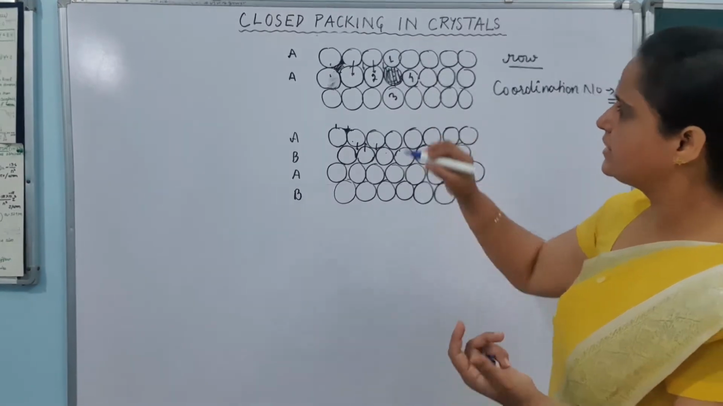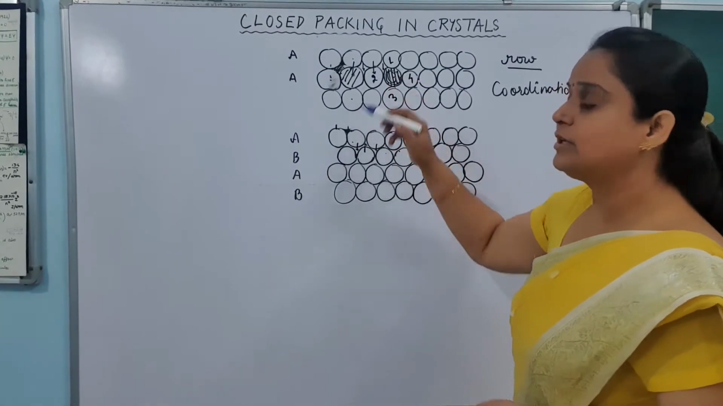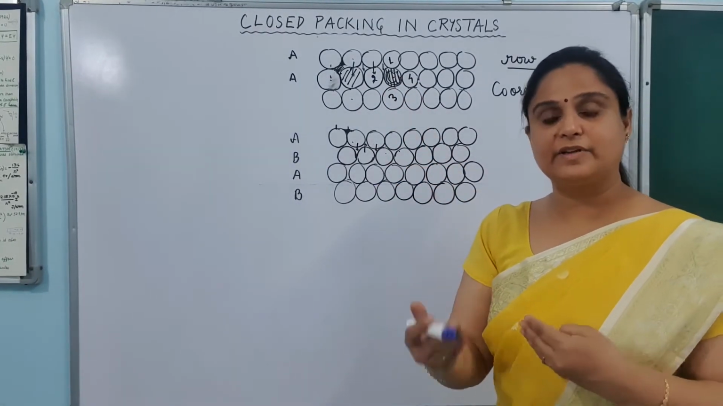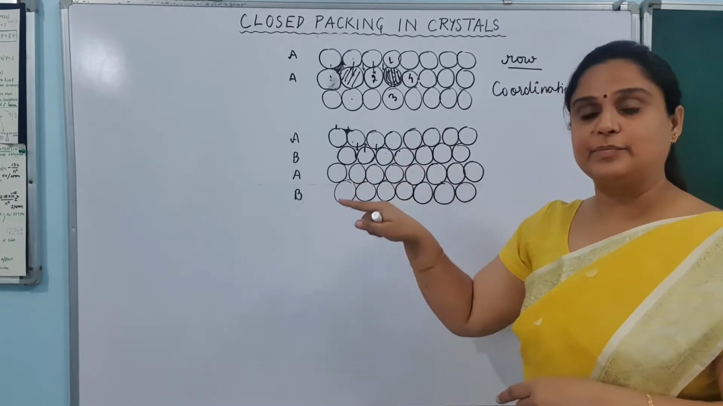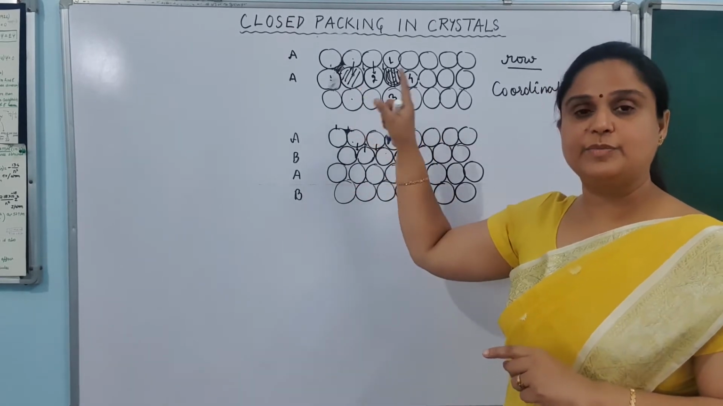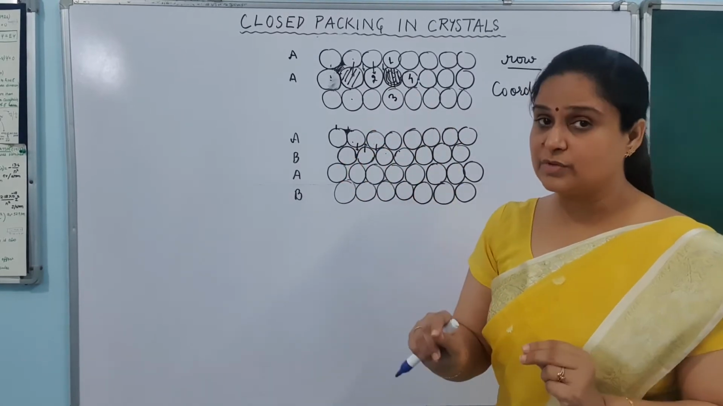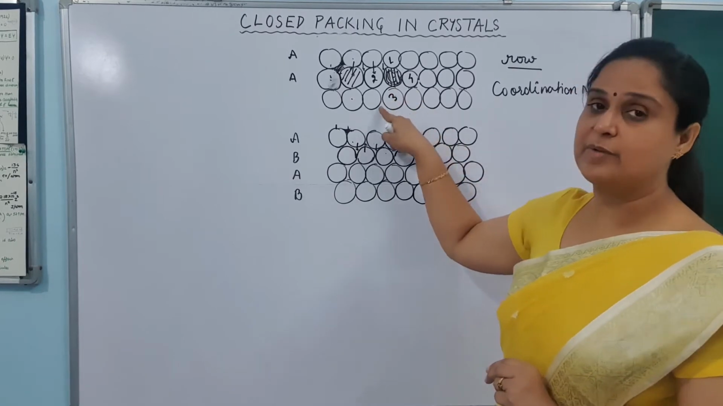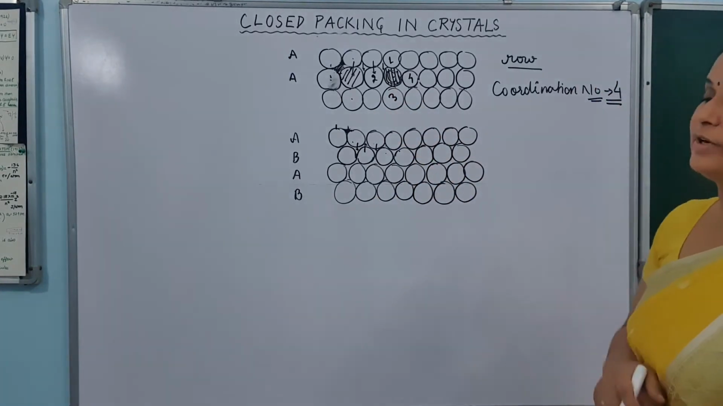If I pick any other atom also, suppose this time I am taking this, so 1, 2, 3, 4, there will be 4 atoms connecting with this particular constituent particle, and each atom in this type of arrangement will be connected with 4 others. So the coordination number for the constituent particle in this arrangement will be 4. So this is called coordination number.